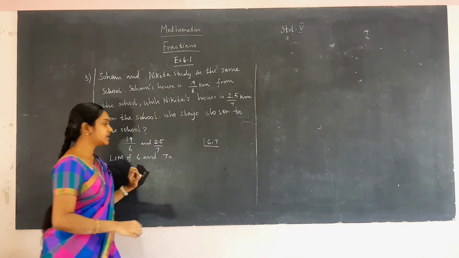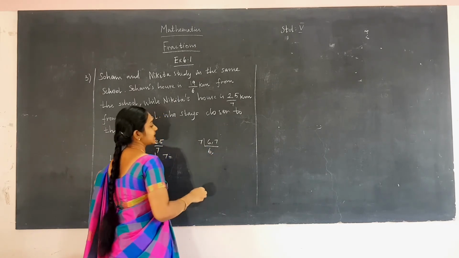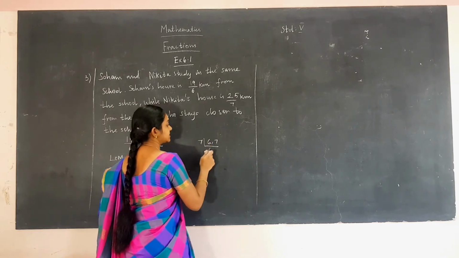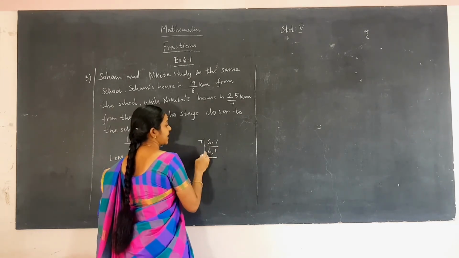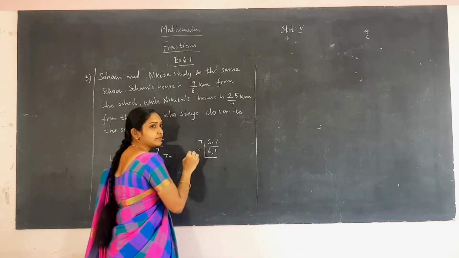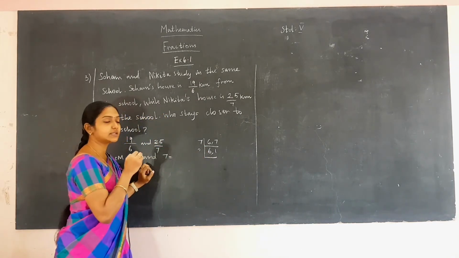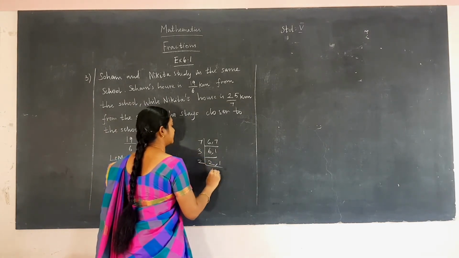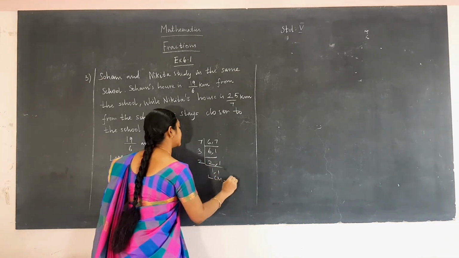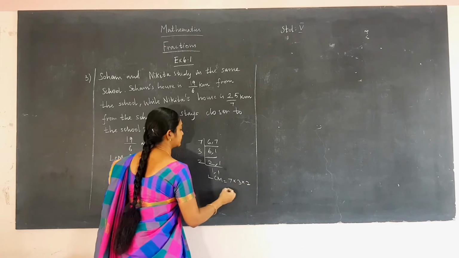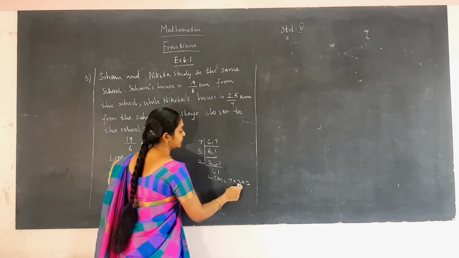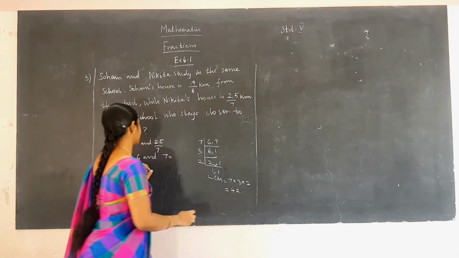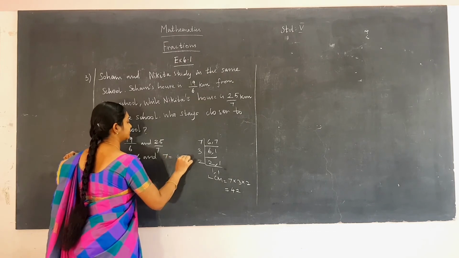First let us factorize with 7. We have to keep 6 as it is, because we can't factorize 6 with 7. 1 into 7 is 7. Next we have to factorize 6 with 3. 2 into 3 is 6. Again factorize it with 2. So the LCM is 7 into 3 into 2. 7 into 3 is 21. 21 into 2 is 42. So the LCM is 42.